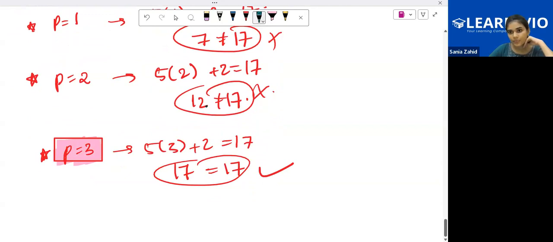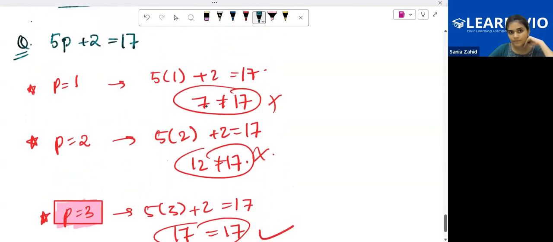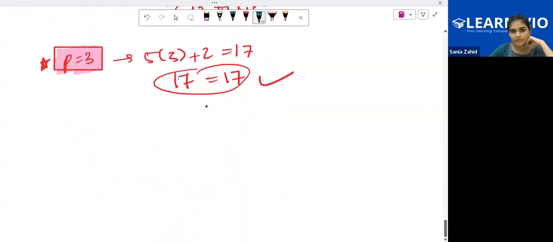Okay, this is how we do the hit and trial. We have to check with the values of the variable. You have to keep counting the values. I'll give you more questions.